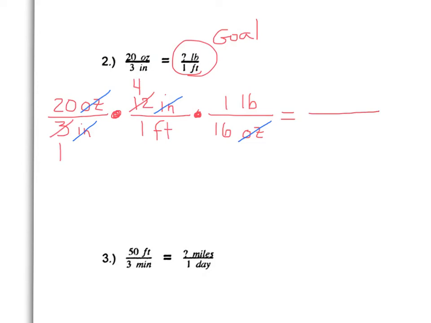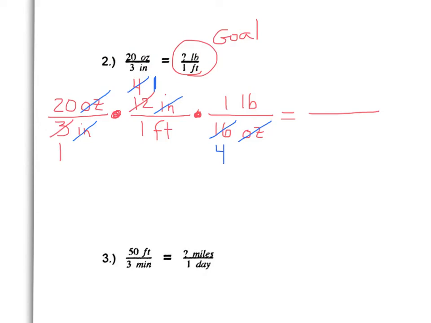equals 20 times 4. Oh, wait, I think I can cancel more. Because look, I have a 16 and a 4. And can't 4 and 16 both be divided by 4? So that's what I'm going to do. Divide by 4. 4 divided by 4 is 1. And 16 divided by 4 is 4.